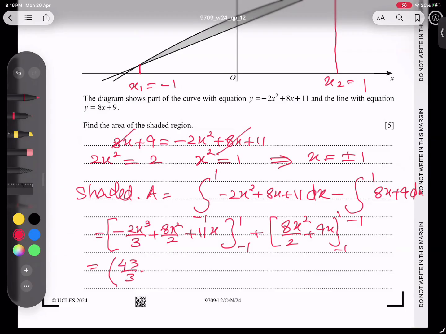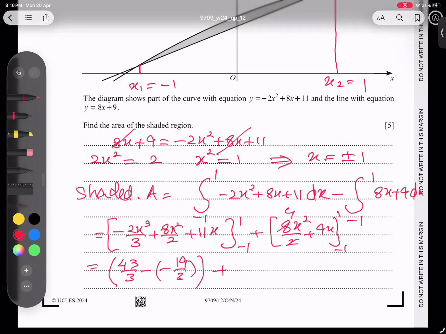Upper limit done. Let me recheck: -2 over 3 plus 4 and plus 11, I got 43 by 3. Now when I plug in -1, I get again 2 by 3, again I get a 4, but this time I get -11. So I got -19 over 3. This is done, upper limit and lower limit.